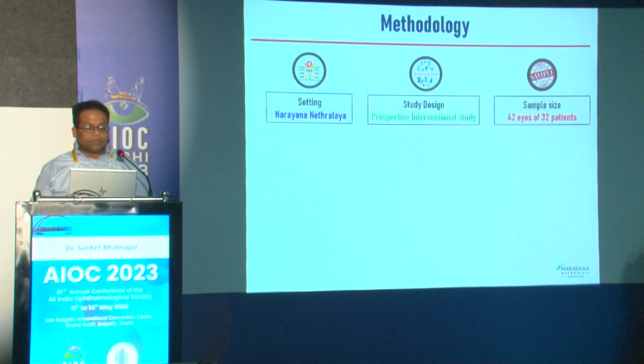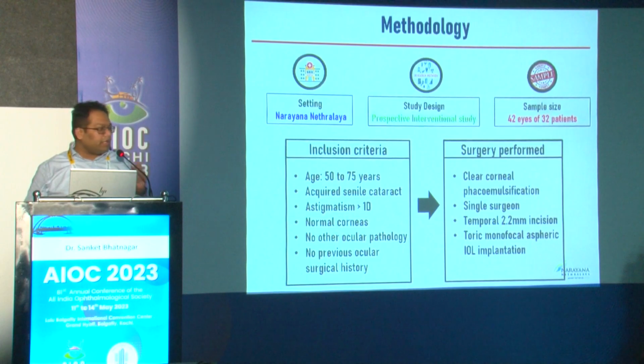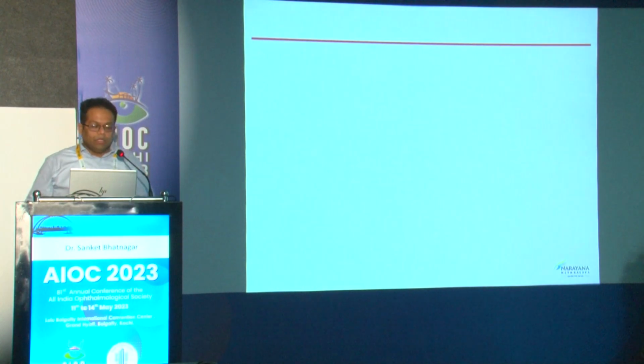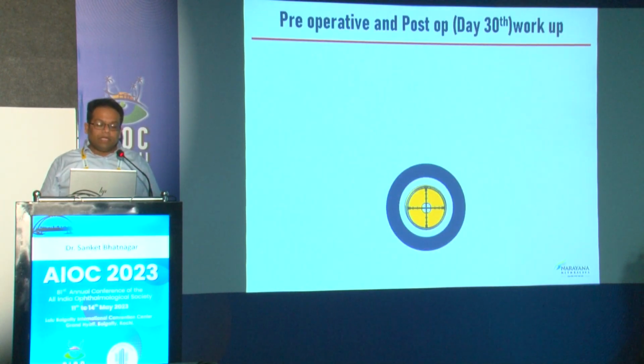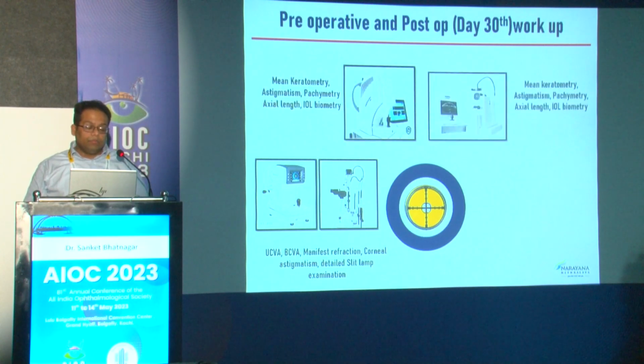Our study was a prospective interventional study. 42 eyes of 32 patients between 50 to 75 years of age with acquired senile cataract and astigmatism of more than 1 diopter, with normal corneas and no other ocular pathology, underwent clear corneal phacoemulsification by a single surgeon, where a temporal 2.2 millimeter incision was made and a toric monofocal aspheric IOL was implanted. Pre-operatively and post-operatively at day 30, all the patients underwent visual acuity, manifest refraction, and detailed slit lamp examination.